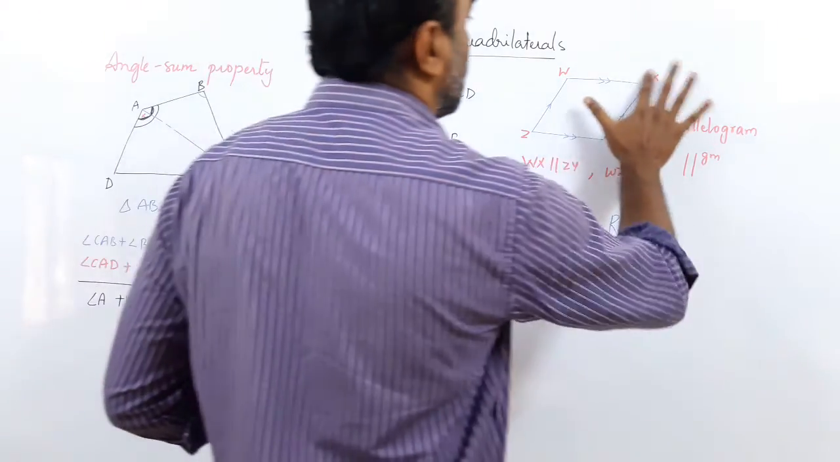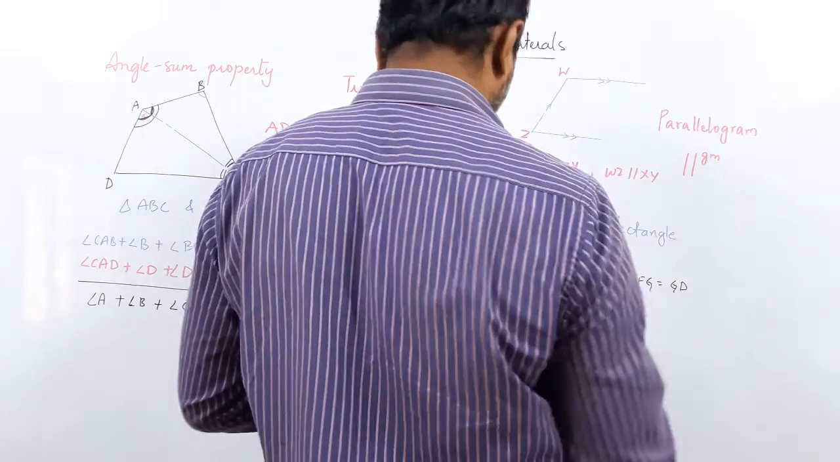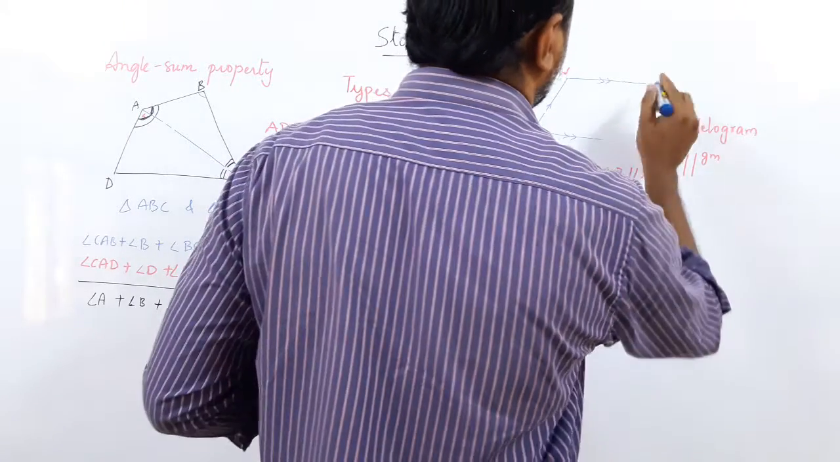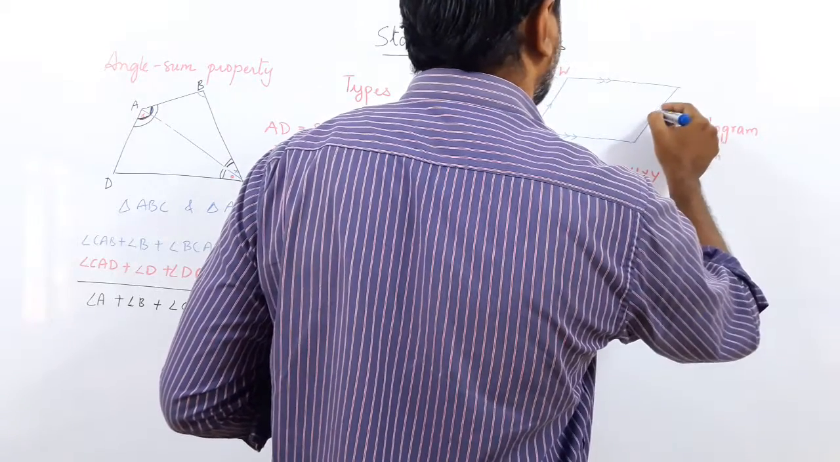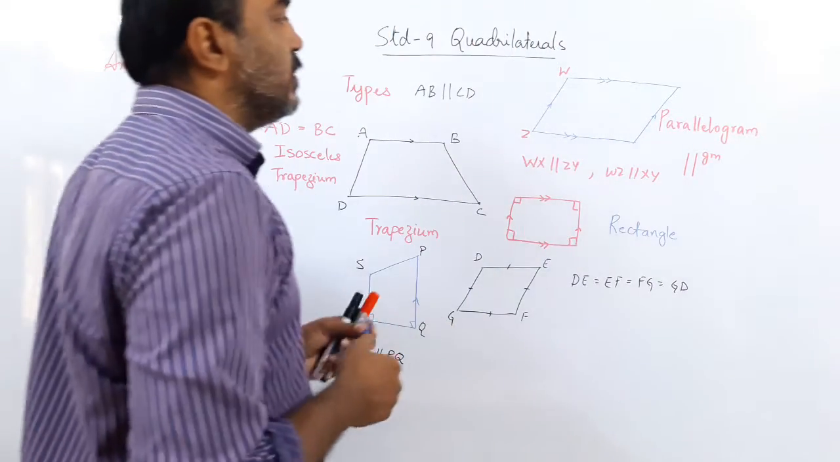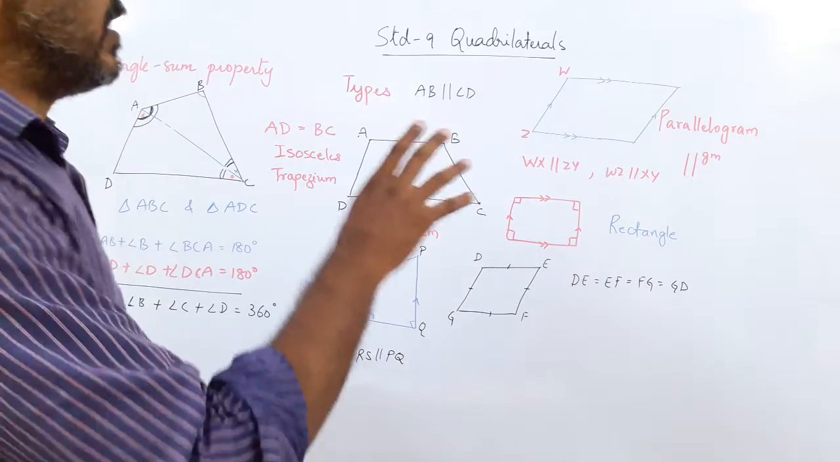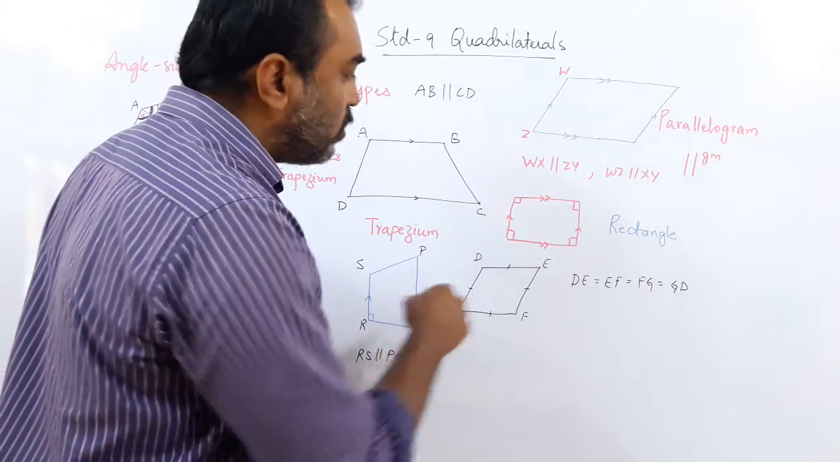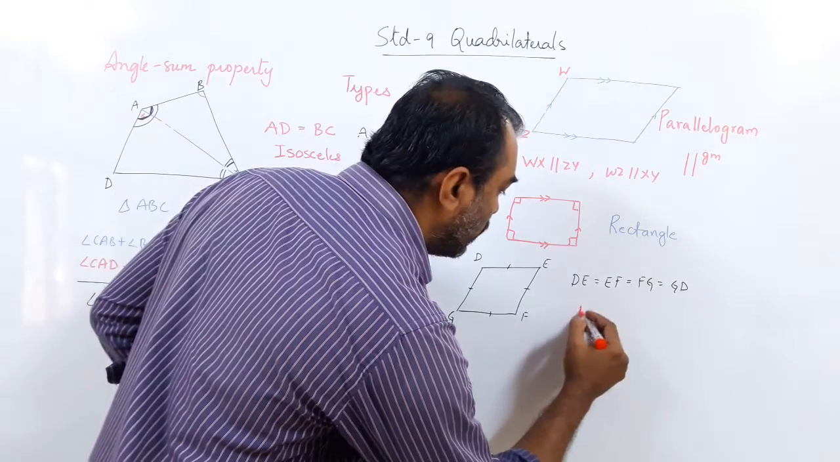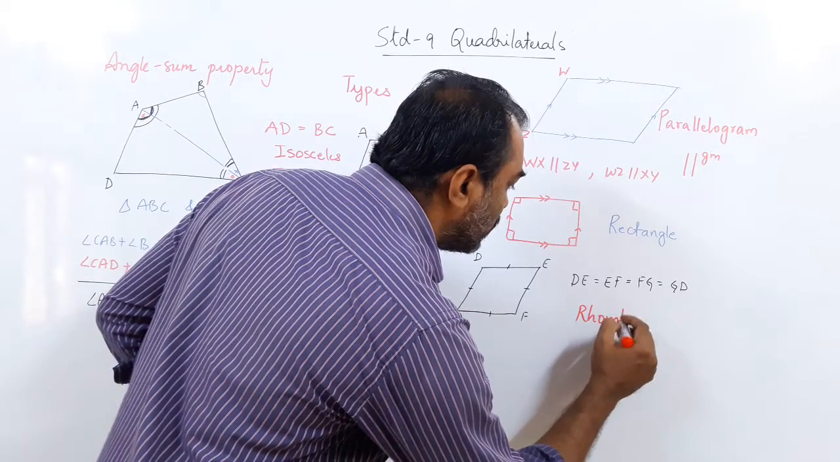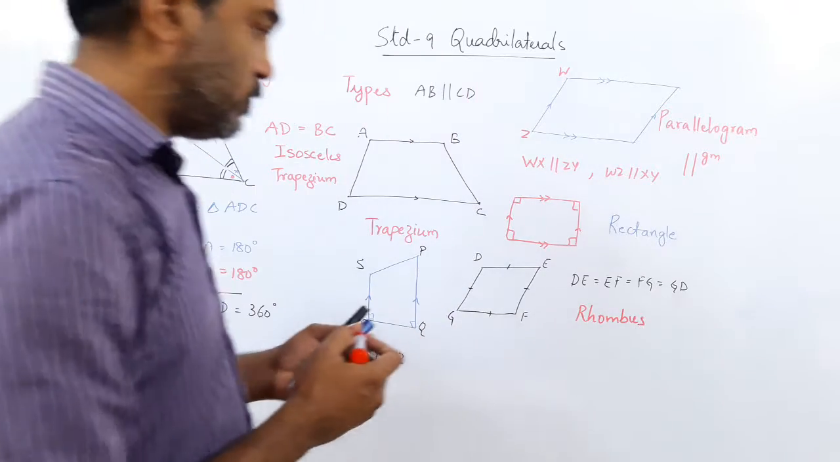So I will draw the rhombus again because this looks like a parallelogram again. In a parallelogram it is not necessary that the sides are equal, opposite sides are equal. The condition is the opposite side should be parallel. Here, all the 4 sides are equal. When all the 4 sides are equal, this quadrilateral is called a rhombus.